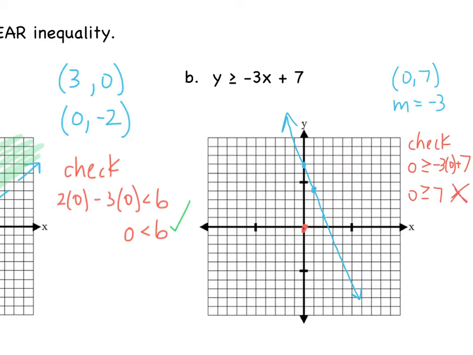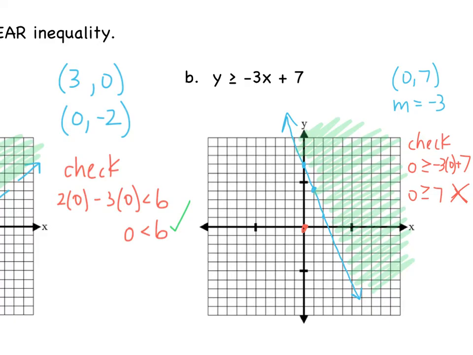Okay, so what does that mean? Where are we going to shade? We are now going to shade on the other side of the line. Okay, so any ordered pair in that shaded region is a solution to our inequality.